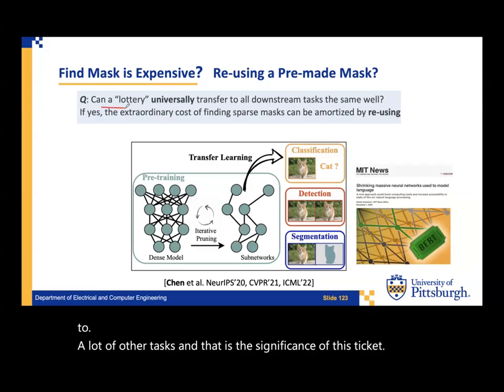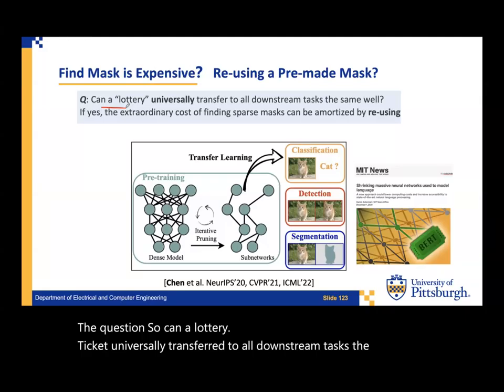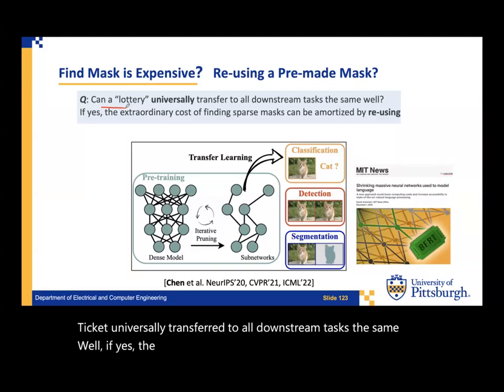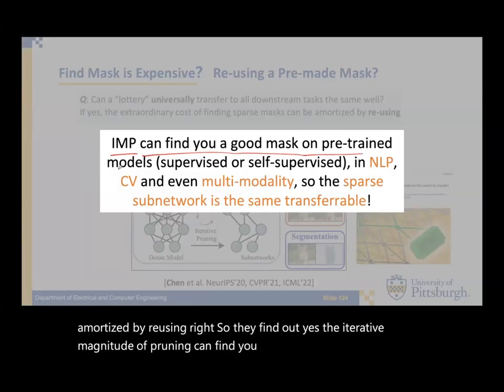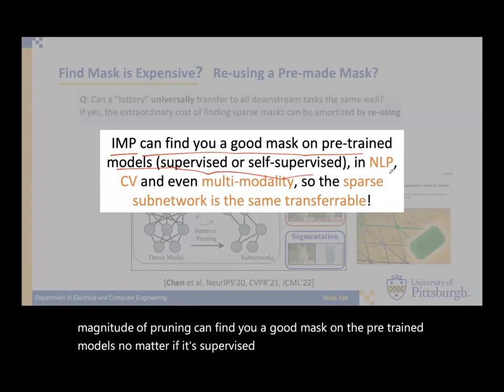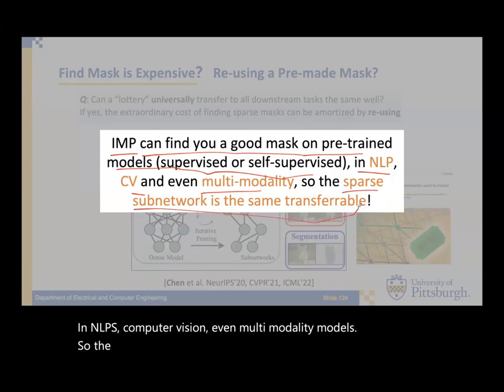The question: can a lottery ticket universally transfer to all downstream tasks equally well? If yes, the extraordinary cost of finding the sparse mask can be amortized by reusing, right? So they found out yes. Iterative magnitude pruning can find you a good mask on the pre-trained models, no matter if it's supervised or unsupervised. And in NLP, computer vision, even multimodality models, the sparse subnetwork is transferable. Okay, so that's the significance.